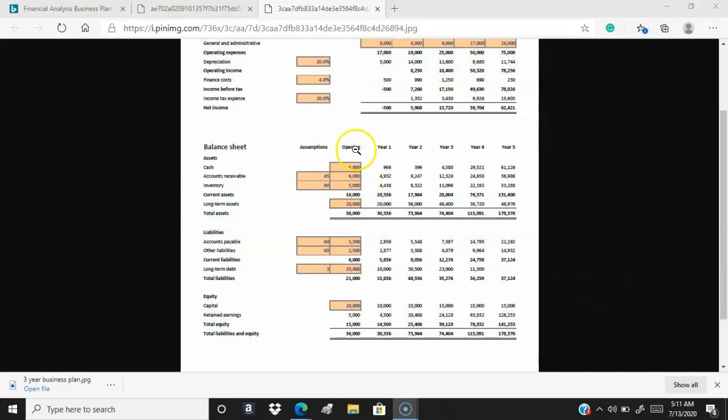So assets: whatever assets you get as far as equipment, things like that. Not inventory, but equipment, such as a printing press or anything that is considered an asset. Cash, you always want to have cash, and accounts receivable, how much business you actually have coming in, and then your inventory. Again, these are different for service-based businesses versus product-based businesses.